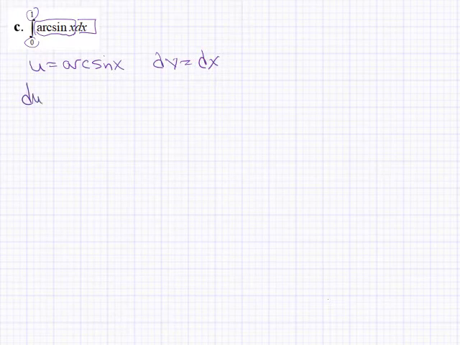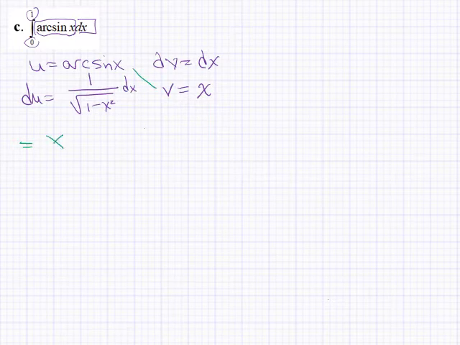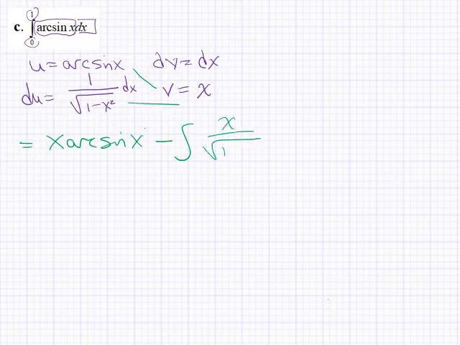So du is going to end up being the derivative of arc sine, which is 1 over the square root of 1 minus x squared dx. And v is going to be just x again. So what do we end up with? We end up with u times v, which is x arc sine x, minus the integral of v du, which is x over the square root of 1 minus x squared dx.